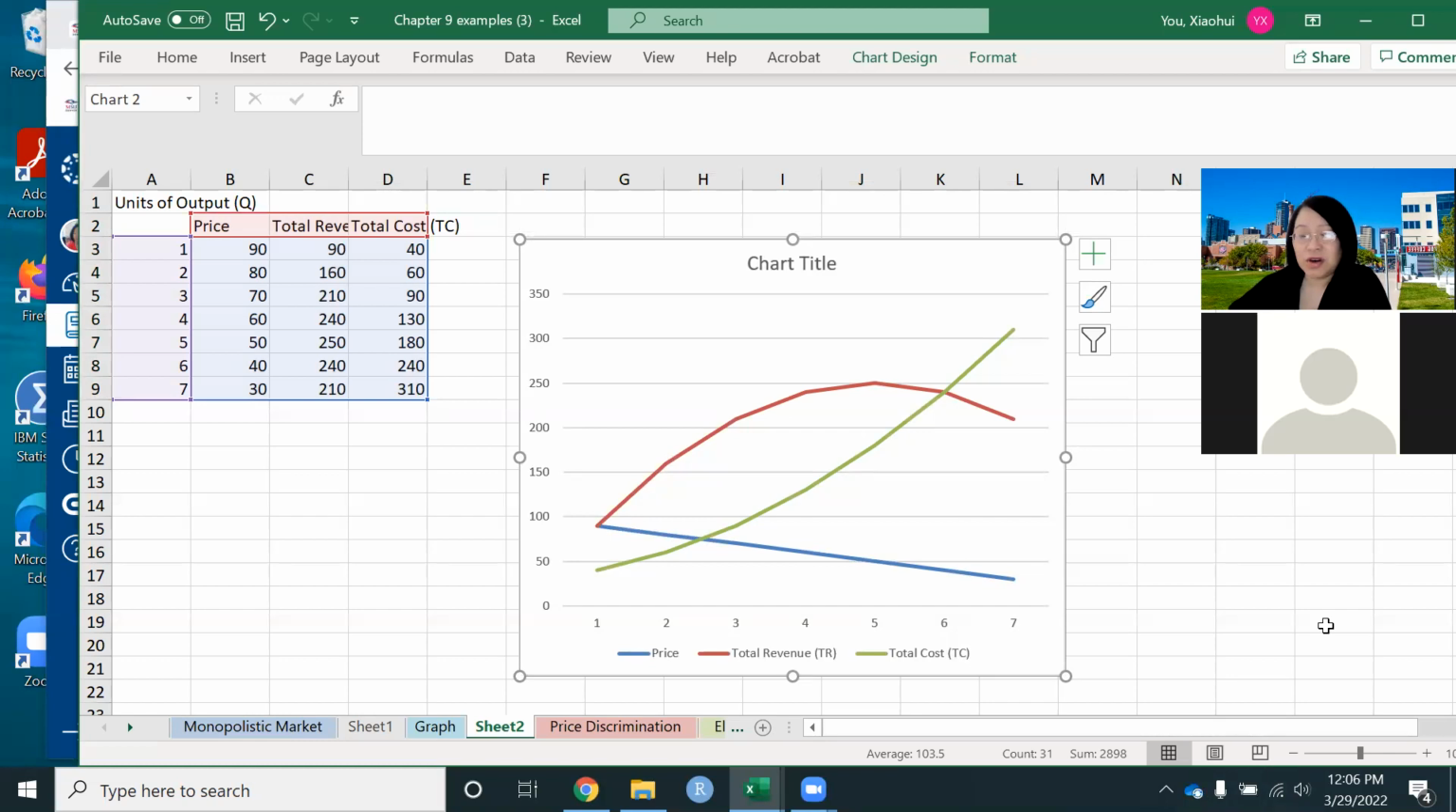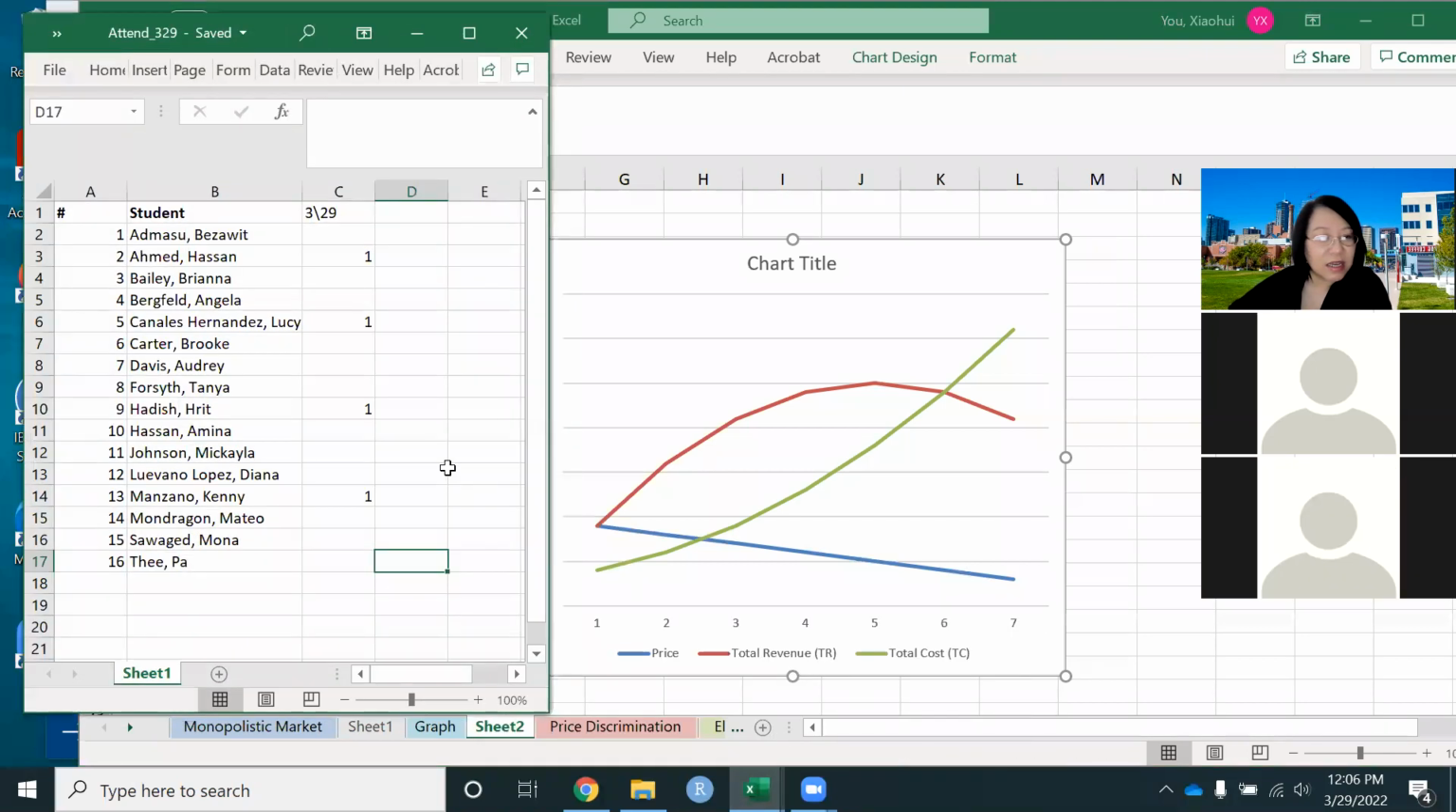Now, can you find the TR equal to TC point? We have another student joining class. Audrey. Hello. My camera isn't working and I thought I was in Arizona, so I had the timing wrong. I'm so sorry. Okay, Audrey is here.